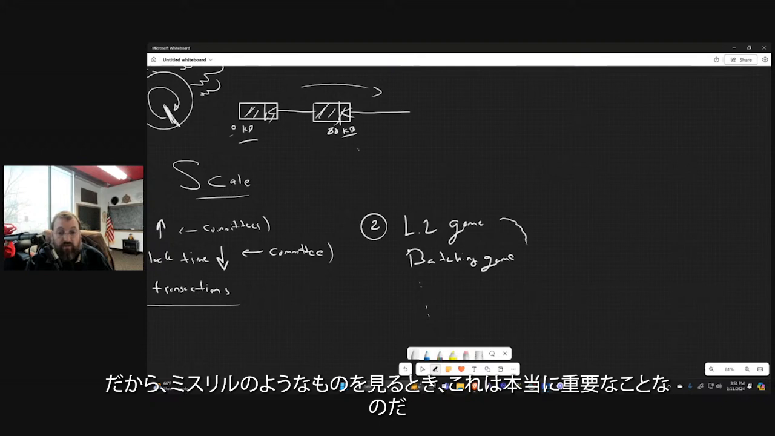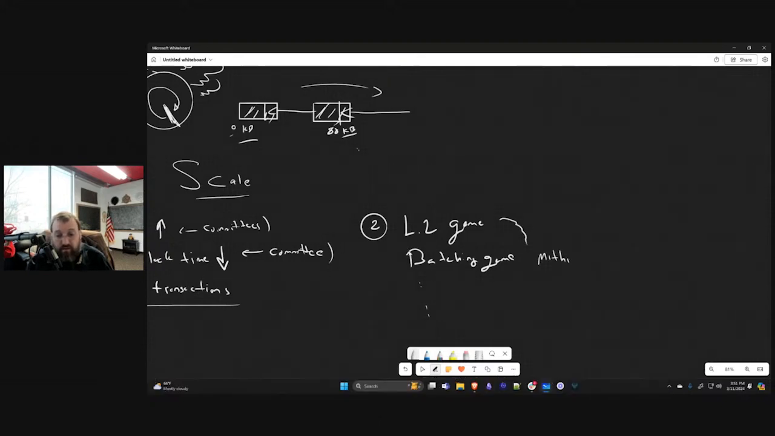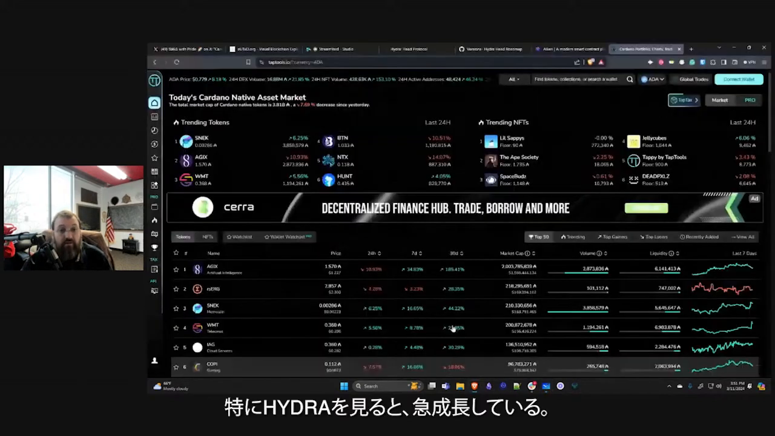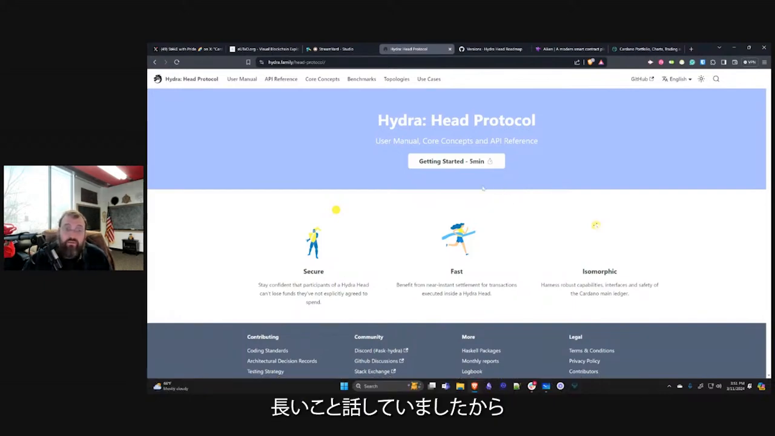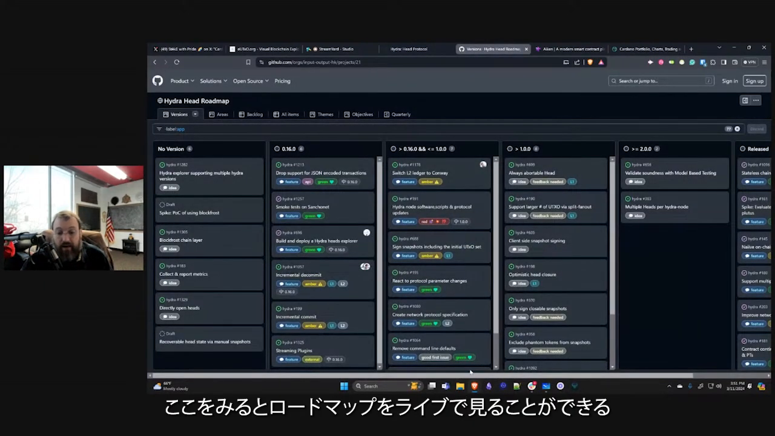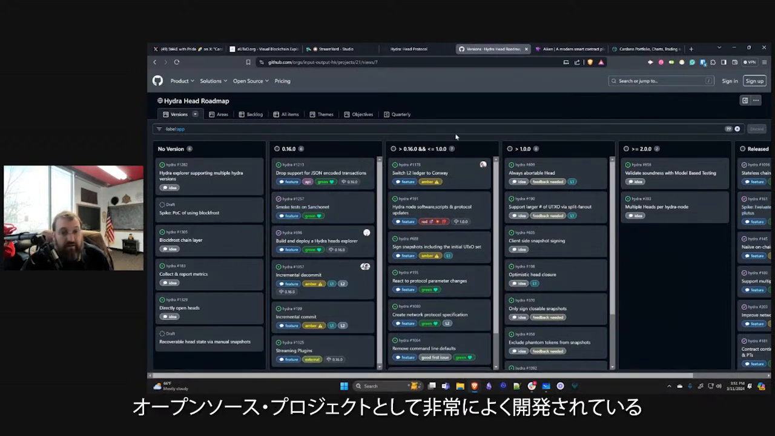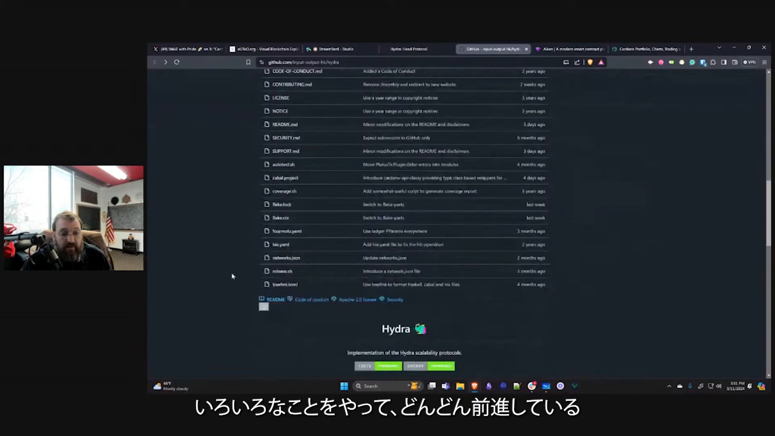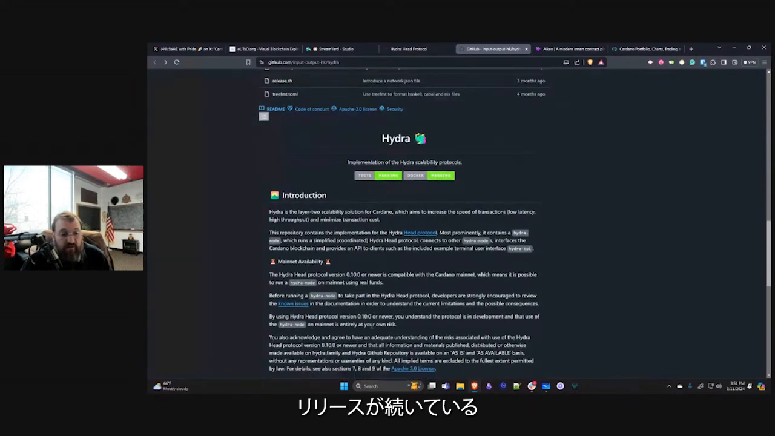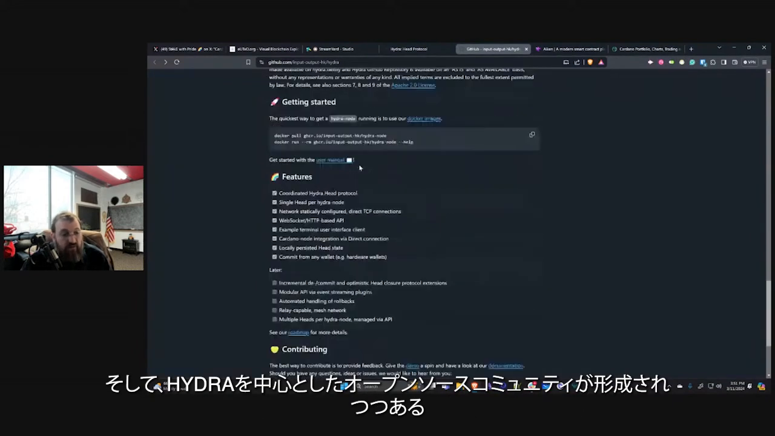And so this is really when we look at things like Mithril, we look at things like Hydra. Okay. And if you take a look at Hydra in particular, it's growing at a very rapid rate. If you go to Twitter and people talk about it, they say, oh, it must be a failed project because you've been talking about it for a long time. Well, yeah, here's a live look at the roadmap, and you can take a look at things moving through. And it's actually a very well developed open source project. And there's a lot going on with Hydra, a ton of commits, a ton of things, and it's been making progress. There's been releases, and there's a whole open source community that's forming around Hydra.